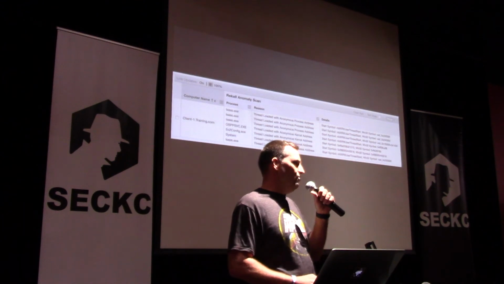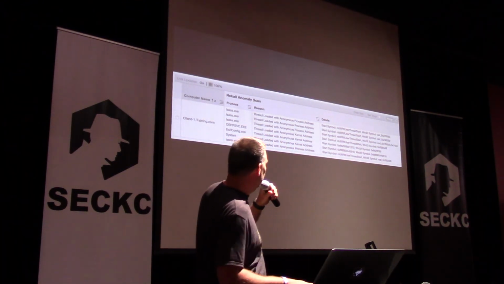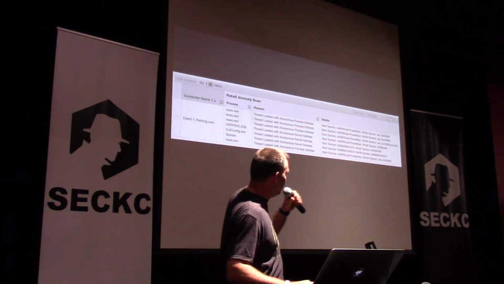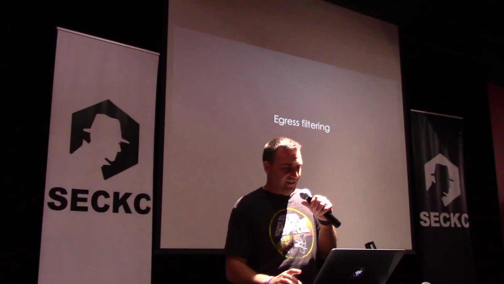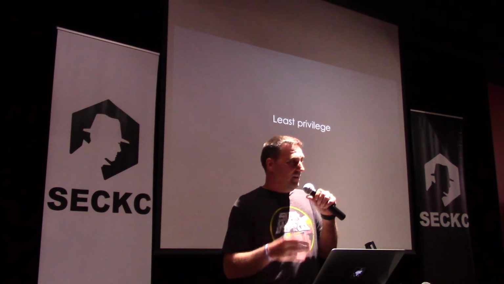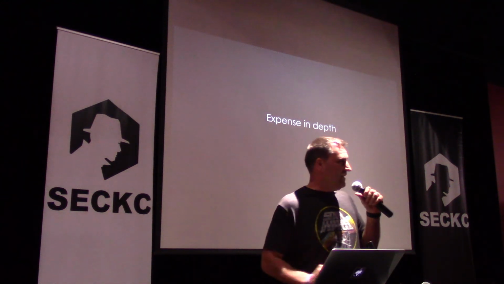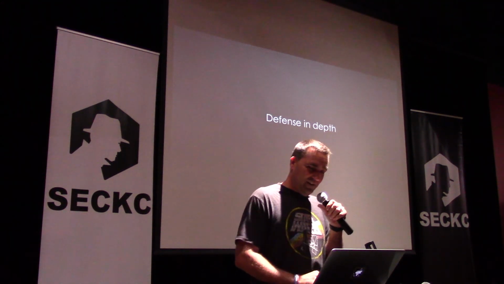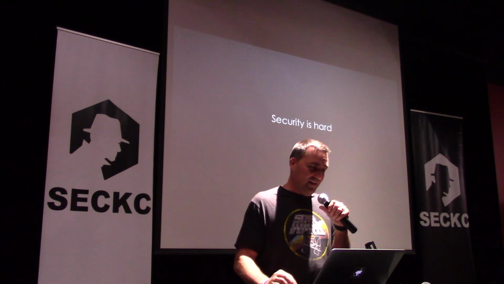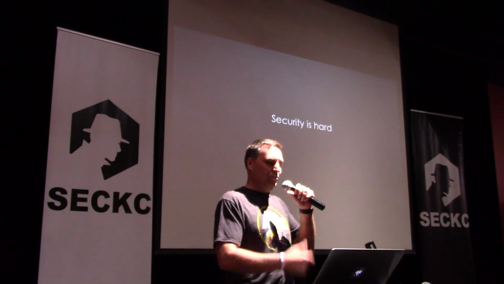Rekall can find this. Rekall has some anomaly plugins that you can run, and they will find the thread loaded with anonymous kernel address. Other things that you can do, the standard defensive stuff: egress filtering, least privilege, you saw how well that worked. Defense in depth supposedly works, and security is hard. So that's it for PowerShell Empire. Go check this thing out.